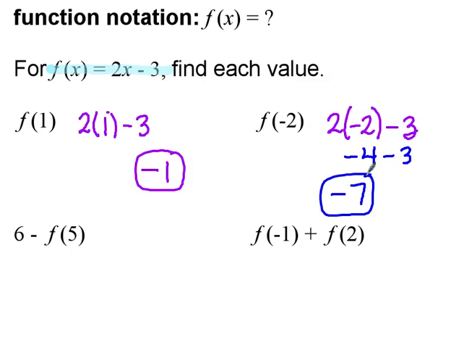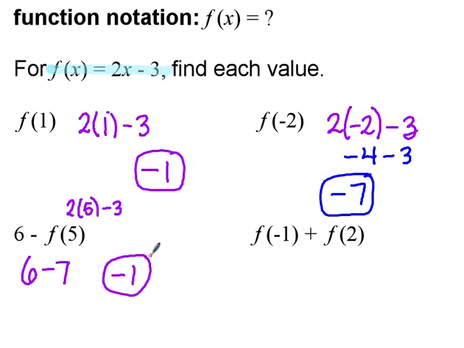Okay, let's plug in this one. Notice what it says: 6 minus f of 5. So the first thing I'm going to do is find what f of 5 is. If I plug 5 in here, what do you get? 7. So really my problem is 6 minus 7. What is 6 minus 7? Negative 1. So that is my answer.